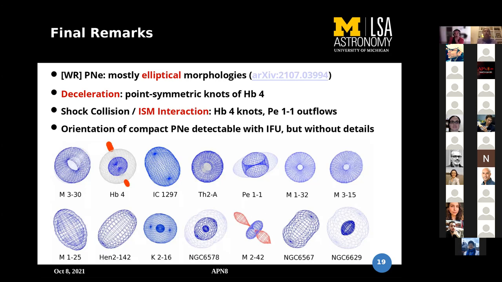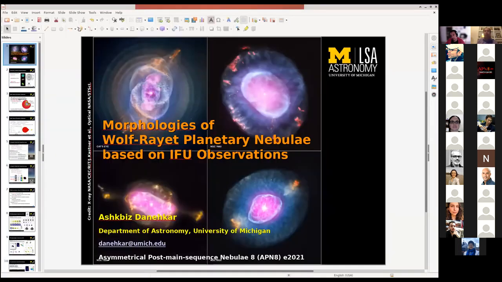I think one of the problems with IFUs, many of them anyway, is the lack of resolution in the wavelength domain. That means that kinematic information is often relatively limited. I know that's the situation with WiFeS, for example.